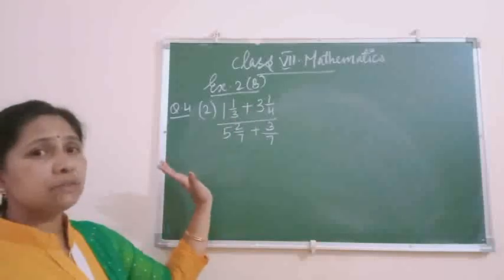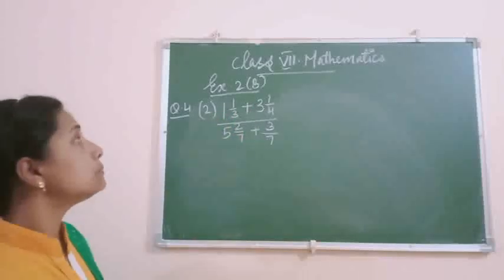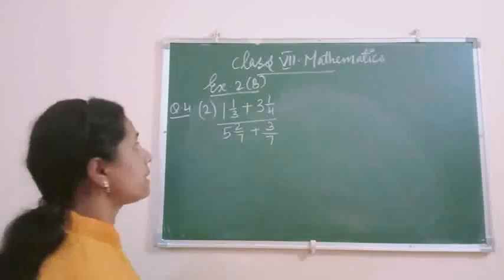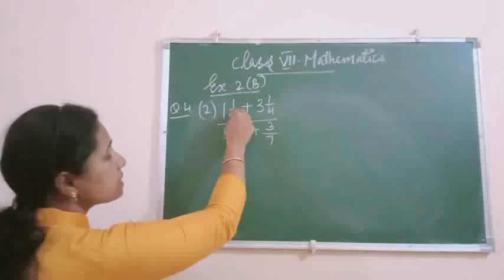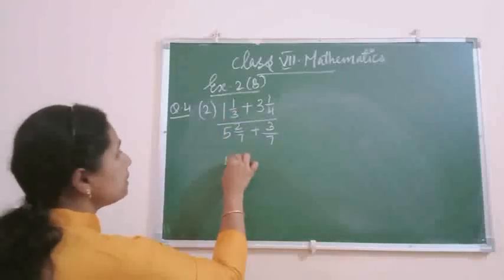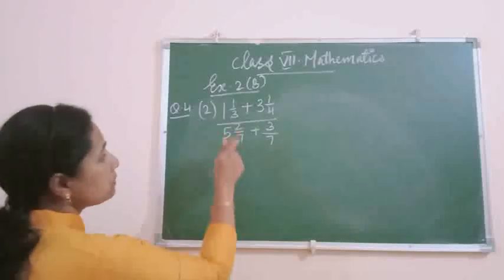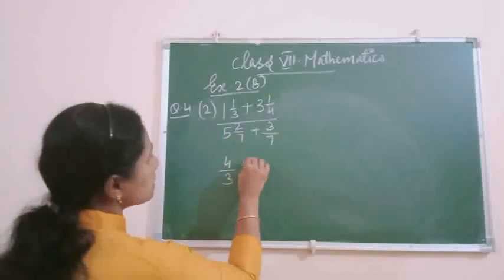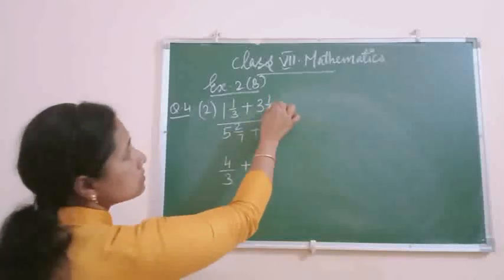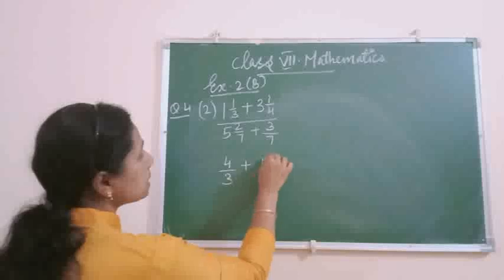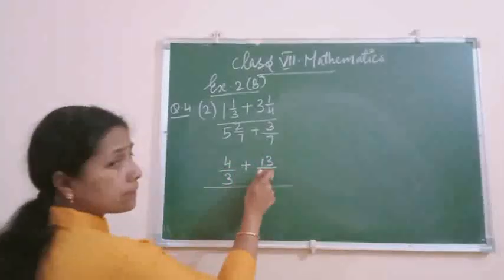So as I said in the first question, here also first you have to convert the mixed fractions into improper fractions. So here 1 1/3, the first fraction. After converting this into an improper fraction, it will become 4 by 3. 3 ones are 3, plus 1, 4. 4 by 3 plus, the same way here, 3 1/4 means 3 into 4 is 12, 12 plus 1 is 13, 13 upon 4. This is the numerator of this given fraction.